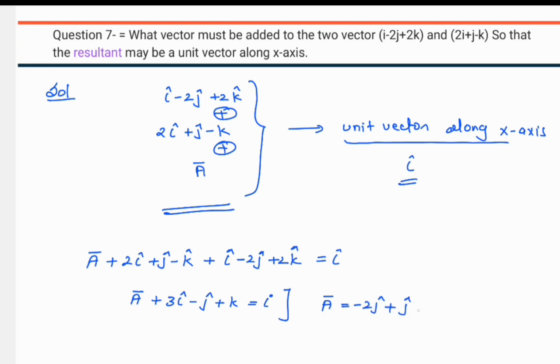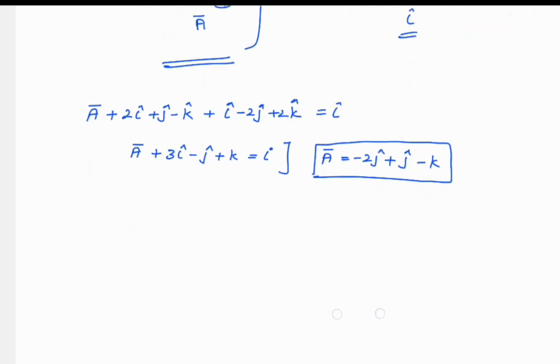plus j cap minus k cap. This is the vector A which must be added to the two given vectors to get a resultant of I cap. I cap means the unit vector along the x-axis. Okay, now look at the next question.